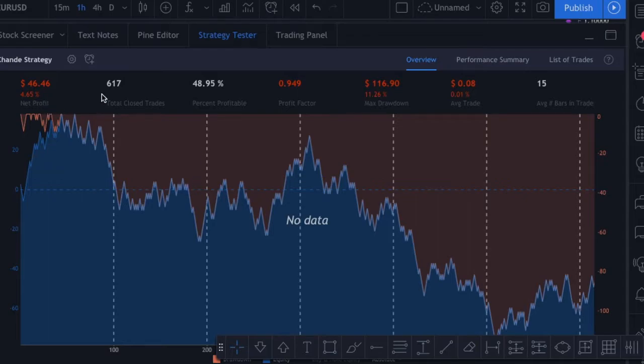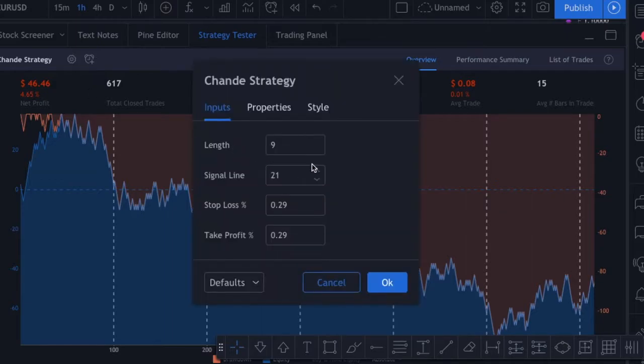If you see here, these are the default settings, right? The length set at 9, the signal line set at 21, and the stop loss and take profit is half the ATR, which is what I do with all of my tests. The net profit, you would have been down 4.65%. Now this is Forex, so 4.65% is actually quite a bit. It's not like Bitcoin or different cryptocurrencies where 4% is nothing, right? It just comes and goes every day.